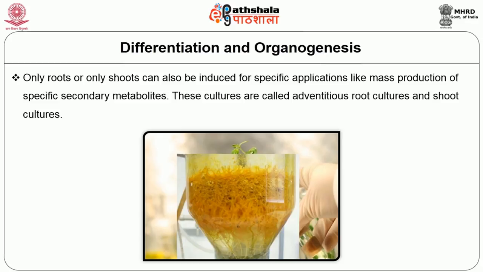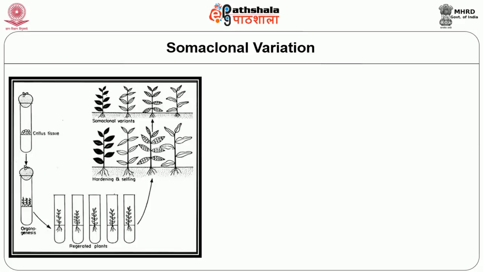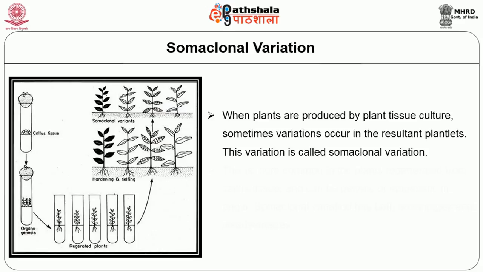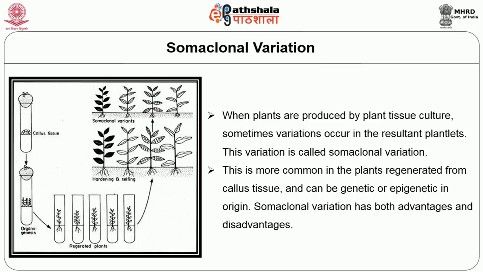At this juncture, we need to understand another concept called somaclonal variation. When plants are produced by plant tissue culture, sometimes variations occur in the resultant plantlets. This variation is called somaclonal variation, which is more common in the plants regenerated from callus tissue and can be either genetic or epigenetic in origin.